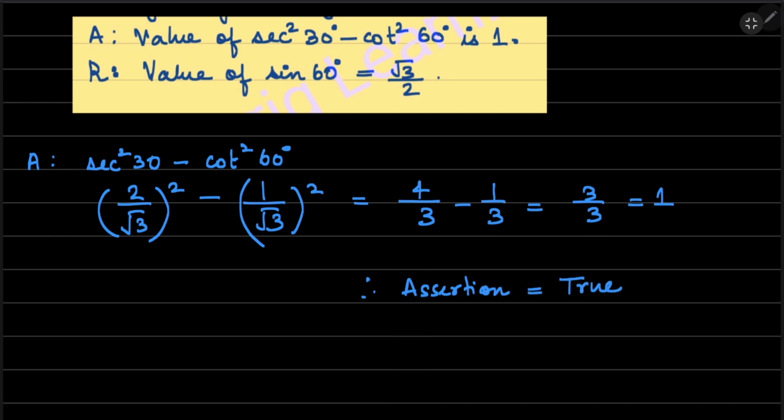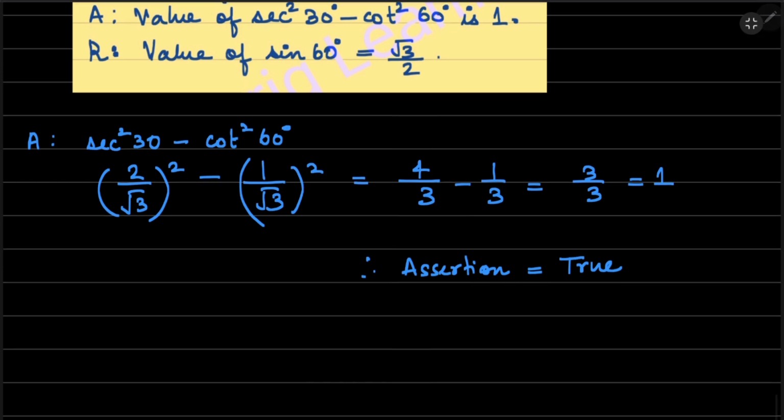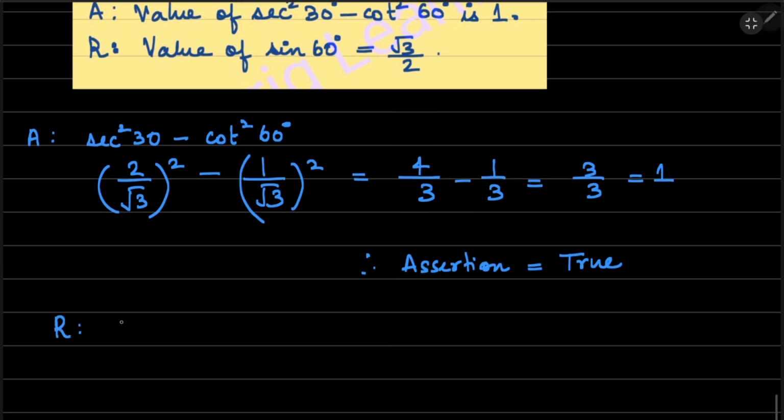The assertion statement is true. What is the reason? The reason is nothing but sine 60 is root 3 by 2. Fine, the reason statement is also true. Sine 60 is equal to root 3 by 2. Yeah, this is also true.